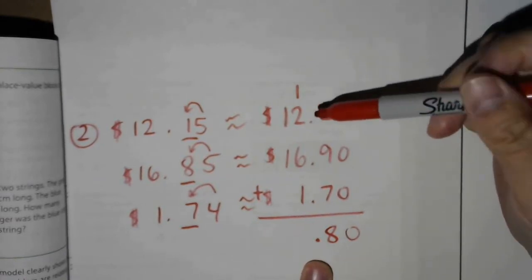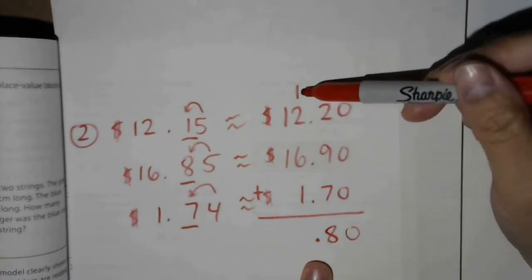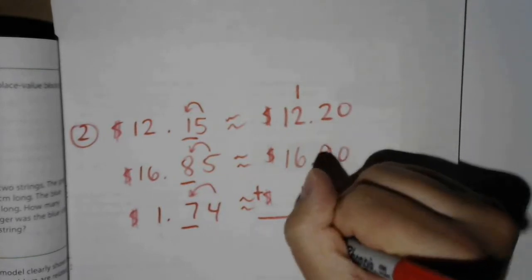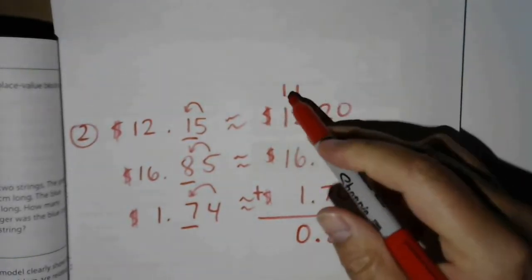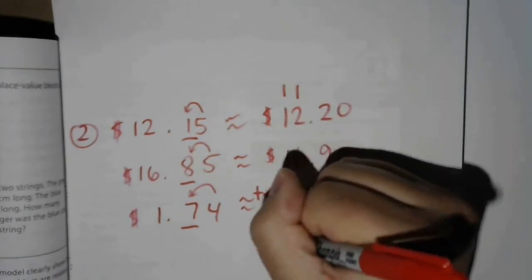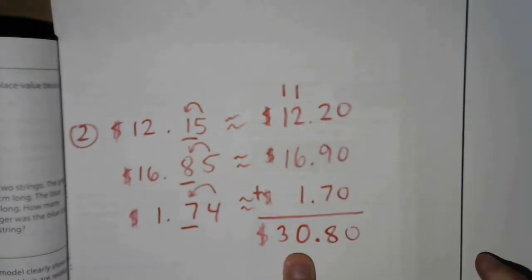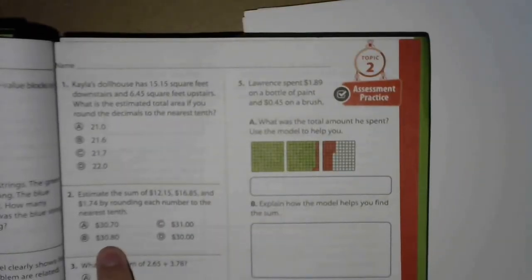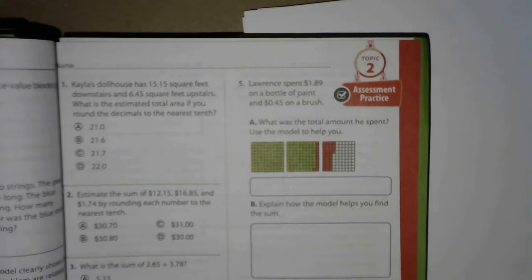Okay, now we're getting complicated. We've got 4 numbers to add together. 1 plus 2 is 3. 3 plus 6 is 9. 9 plus 1 is 10. Carry that one up. 1 plus 1 plus 1 is 3. So my final answer here is $30.80. Let's take a look at our answer. There it is, letter B, $30.80. Let's move on now and take a look at number 3.